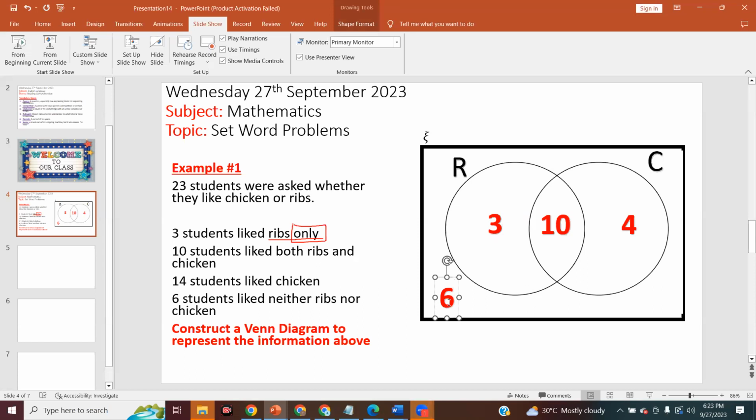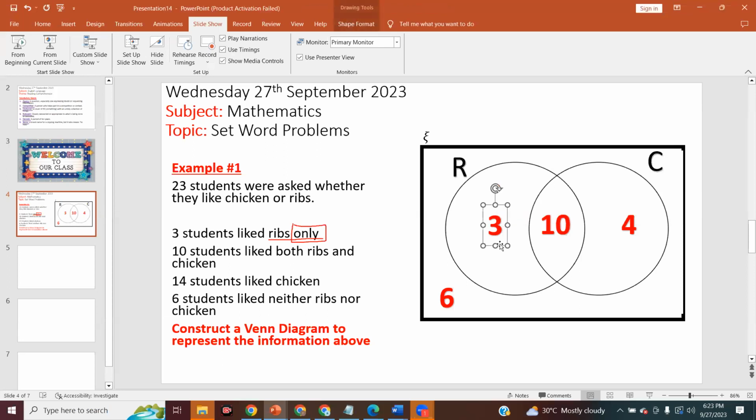Now, if we add it, is it 23? So let's add, and that's how you know if you're right. When you add them, you should get 23. So add them and tell me if you get 23. 3 plus 10 plus 4 plus 6. Do you get 23?